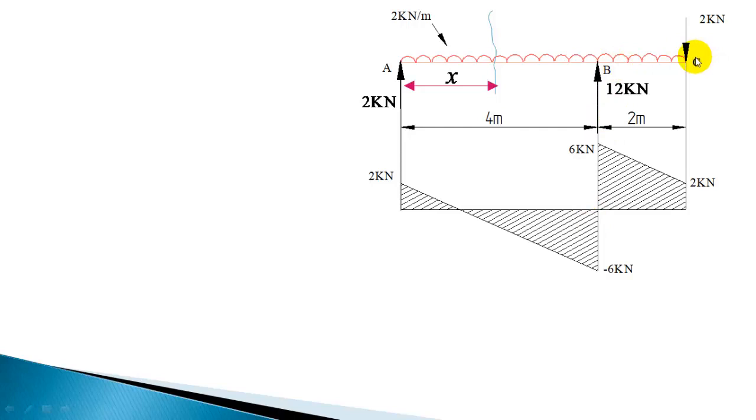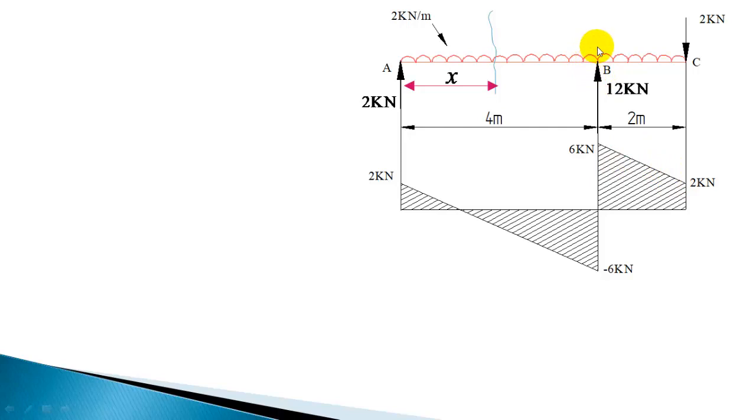And in the section BC, right of B you have 6 kilonewton and left of C you have 2 kilonewton. Again 6 to 2, that variation is linear variation. So you can show that linear variation in the section BC. So section AB 2 to minus 6, the straight line variation, and section BC 6 to 2. So again you can show straight line variation.